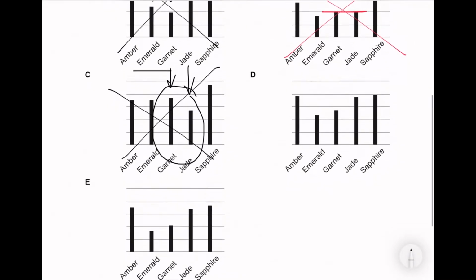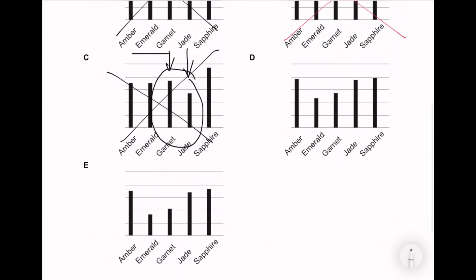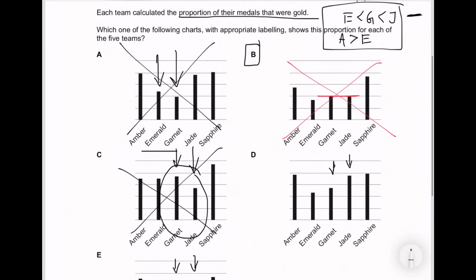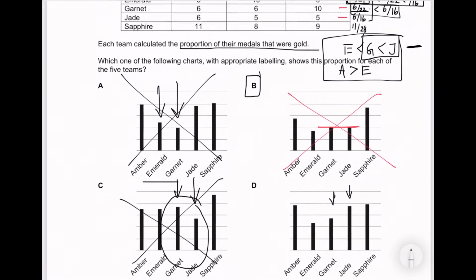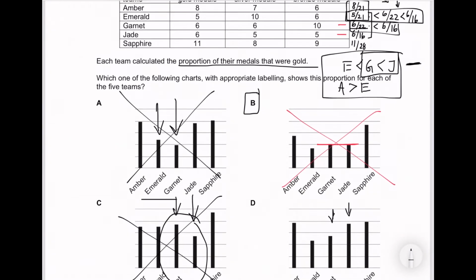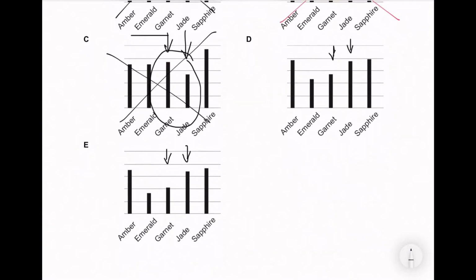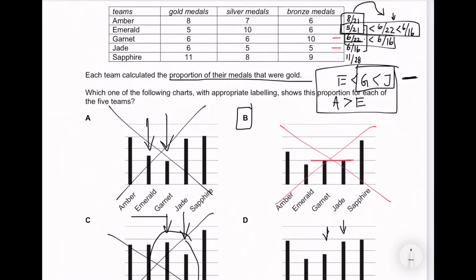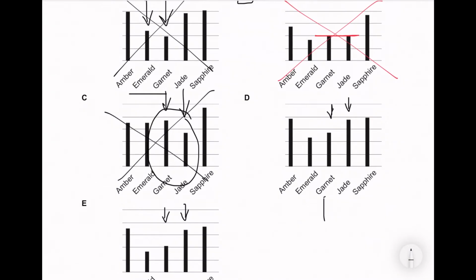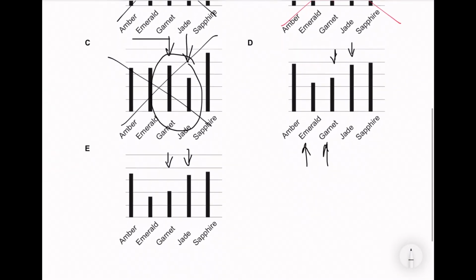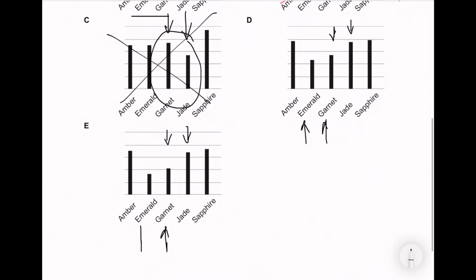Anything without the jade bar being higher fails, so both of these pass the test, right? D here, you see jade has a higher bar than garnet. And we see in E, same thing. So these both pass this portion of the test, that J is greater than G. Let's test that G is greater than E part of it. So G has to be greater than E. Okay, both of those pass the test, right? So both G and E are approximately in the right proportion.